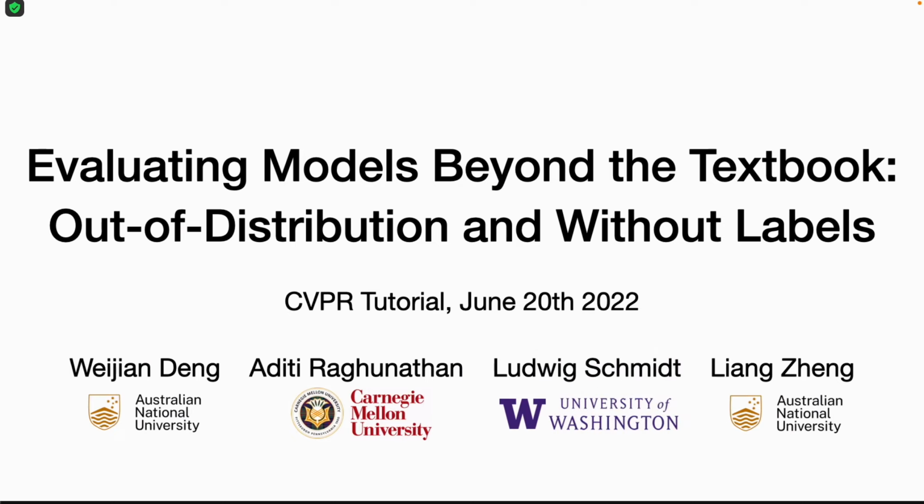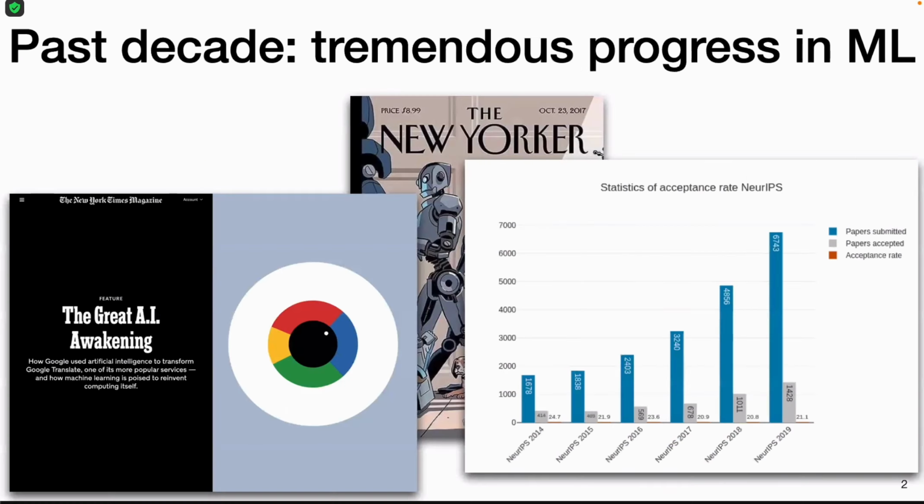So this is the CVPR tutorial on evaluating models beyond the textbook, out of distribution and without labels. I'm Ludwig Schmidt, and I'm a co-organizer of this tutorial together with Weijian, Aditi, and Liang. Cool, it's super exciting to be back in person and being at a large conference. So let's get started. I don't think this is news to anyone by now.